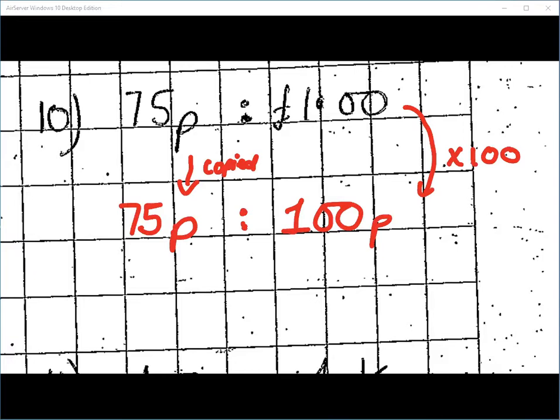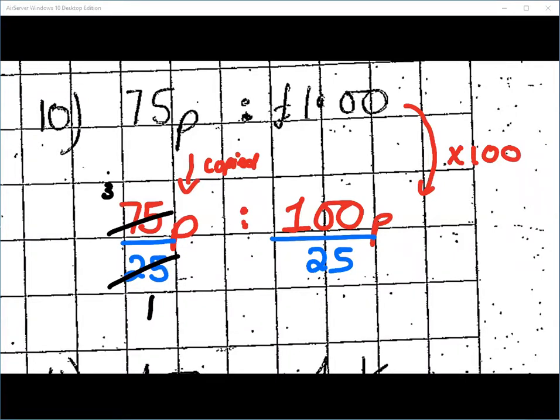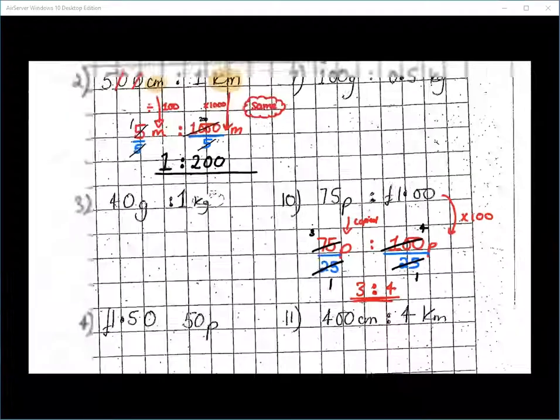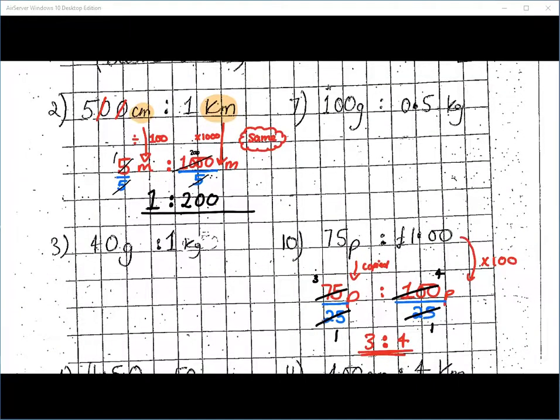Now what can we cancel it by? 5. Or we can cancel it by 25. So 25 divided by 25 is 1. 75 divided by 25 is 3. So this is called cancelling. Divide that by 25, divide that by 25. So the final answer is a 3:4 ratio. So you have to choose a unit that you're going to make them both into, and you don't want to end up with decimals and the units. The whole point is that the numbers become easier to do rather than more difficult. So we've done kilometers and centimeters into meters, pence and pounds into pence.